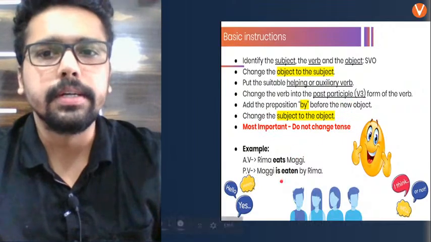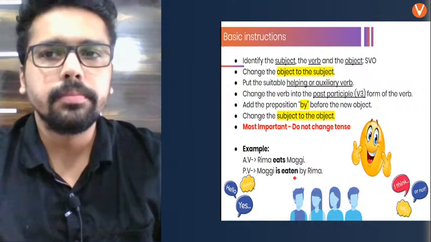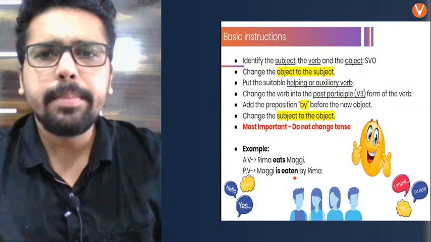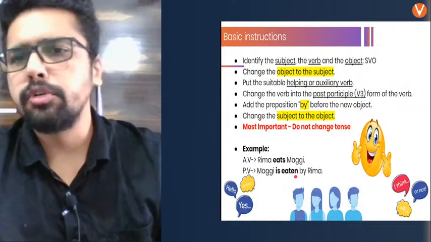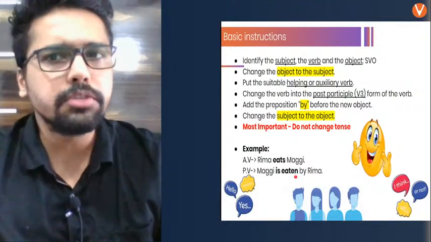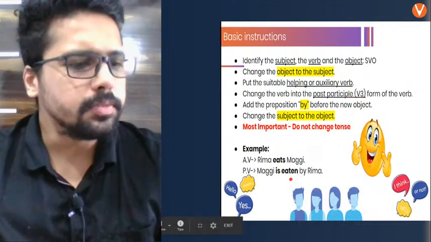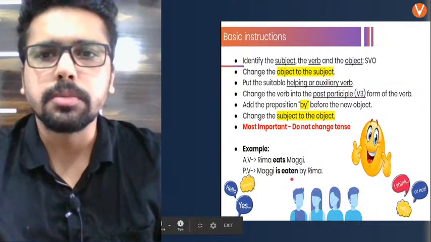Guys, this is really important. We must know the past participle form, the third form of every verb. I mean, it is very much natural because the verb has four forms. So eat is V1, ate is V2, and the third form is eaten. So we are using eaten here, the past participle form.